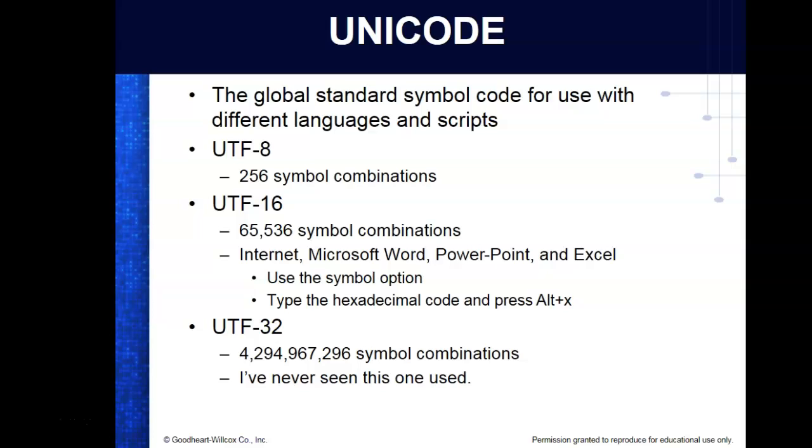Microsoft Office uses Unicode 16, which gives us 65,536 symbols and combinations. This is used by Microsoft Word, PowerPoint, and Excel. It's used by the Internet. With 2 to the 32nd, it gives us this many more symbols. I've never seen anything that uses Unicode 32 right now. The biggest I've dealt with is Unicode 16. So this is what all your Microsoft products use to represent not only numbers and characters, but also control codes and everything else.